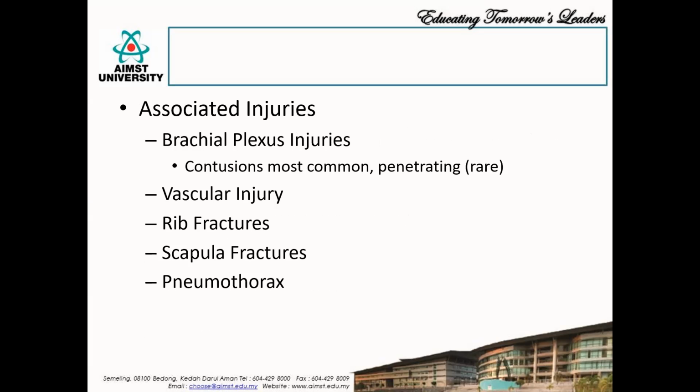So associated injuries, the brachial plexus, this area is very, very crucial and highly important structures are located here. So the brachial plexus, brachial artery, so many things are there. So we need to check that vascular injury or brachial plexus injury, rib fracture, scapular fractures, and pneumothorax.